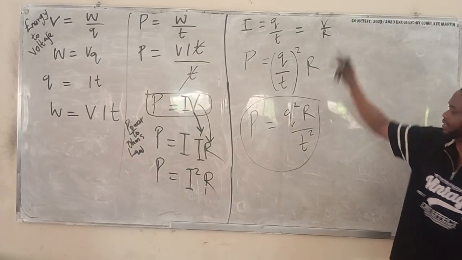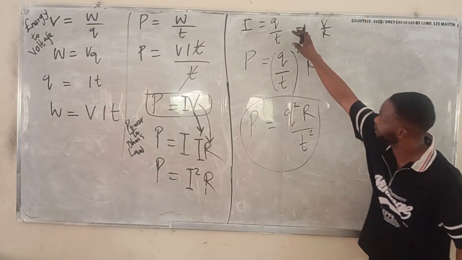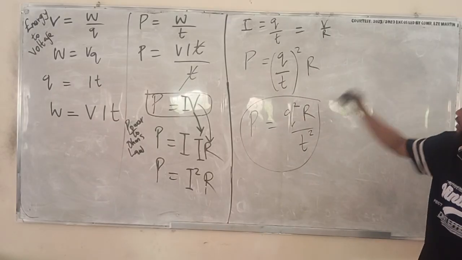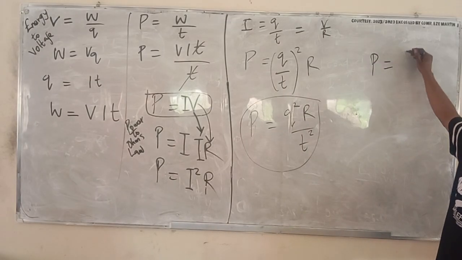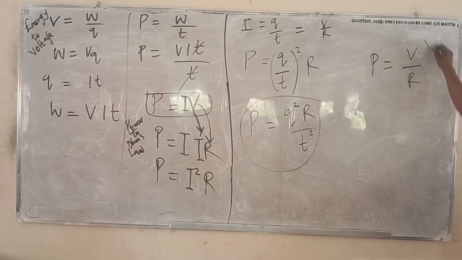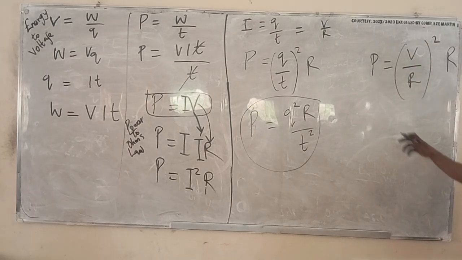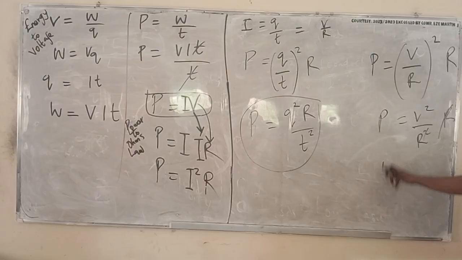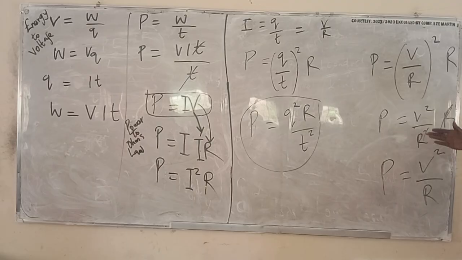Now let's check when we compare this inside here. I carry this inside here as well. So I have P equals V over R all squared, then R. Then I'm going to be having P equals V squared over R squared, R. This will cancel this. P equals V squared over R. The truth is that if I want to derive a lot of things from this power, there are many things I can derive from this.